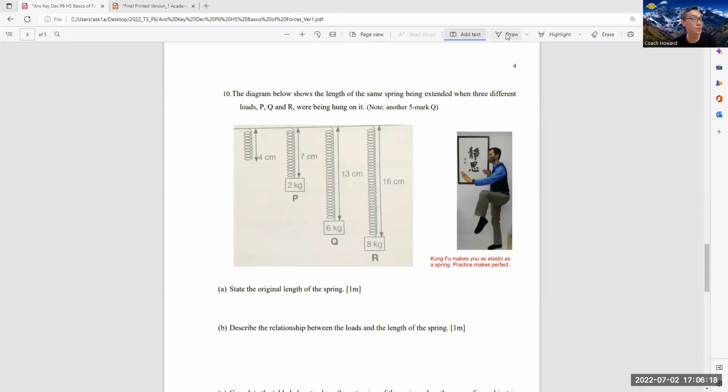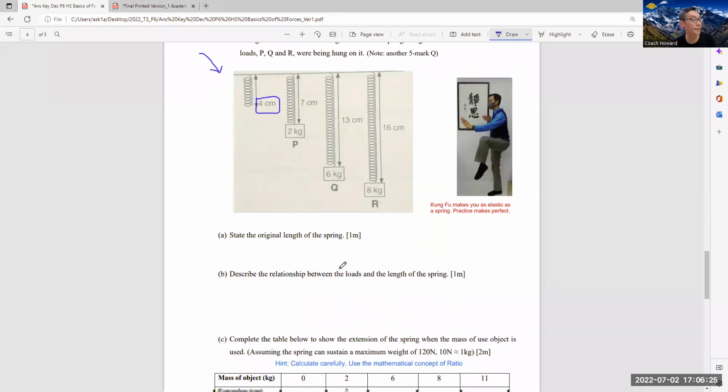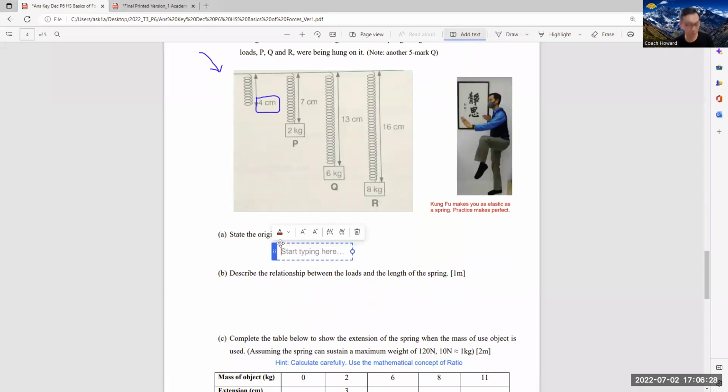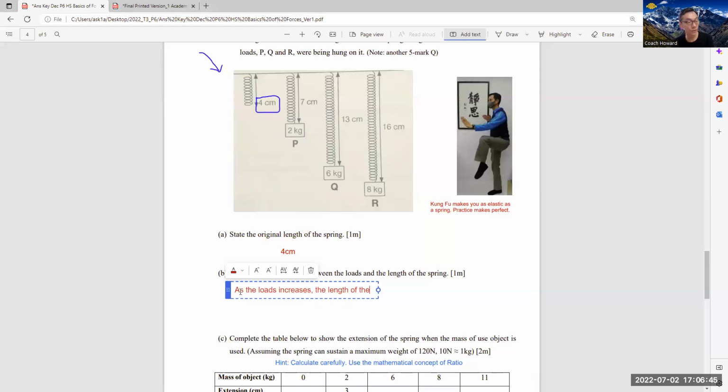Okay, let's look at this part of the question. Take note there's no weight here, so 4 centimeter is the original length. The original length of the spring is 4 cm. Describe the relationship between the loads and the length of the spring. You should say, as the load increases, the length of the spring also increases. So this one is described.